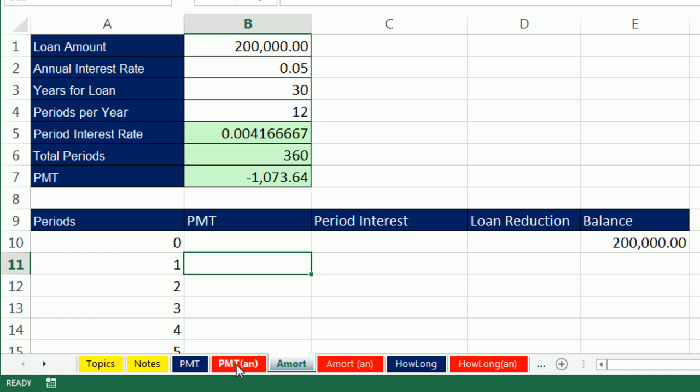So I'm going to do a cool trick here. I'm going to type minus the payment. Now, for the amortization table, I don't want to show it as a negative. I want to show it as a positive. So I need to do double negative. But notice I didn't put an equal sign there.